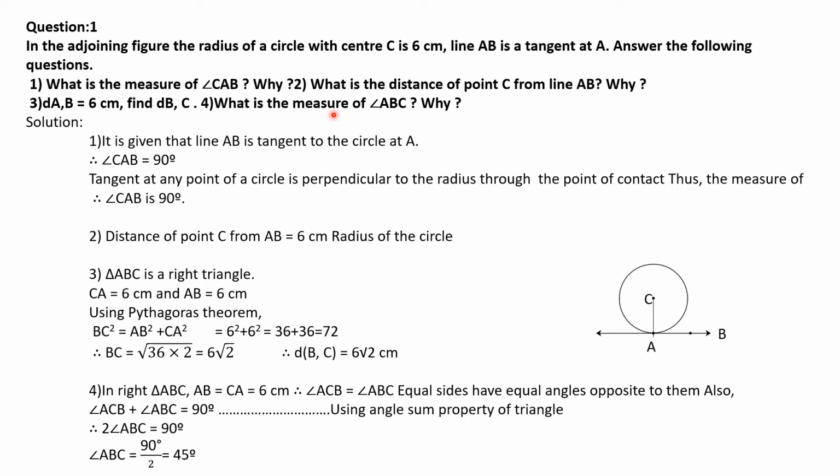Fourth one, what is the measure of angle ABC? In right angle triangle ABC, AB is equal to CA. Therefore, angle ACB is equal to angle ABC, since equal sides have equal angles opposite to them. So angle ACB plus angle ABC is equal to 90 degrees using the angle sum property of a triangle. So 2 angle ABC is equal to 90 degrees. So angle ABC is equal to 90 degrees upon 2, which is 45 degrees. So angle ABC is equal to 45 degrees.